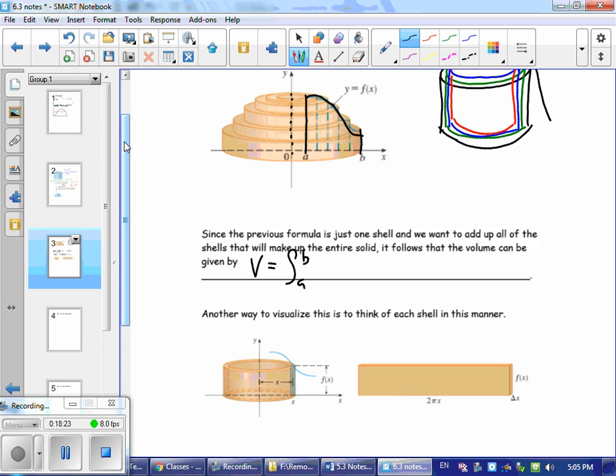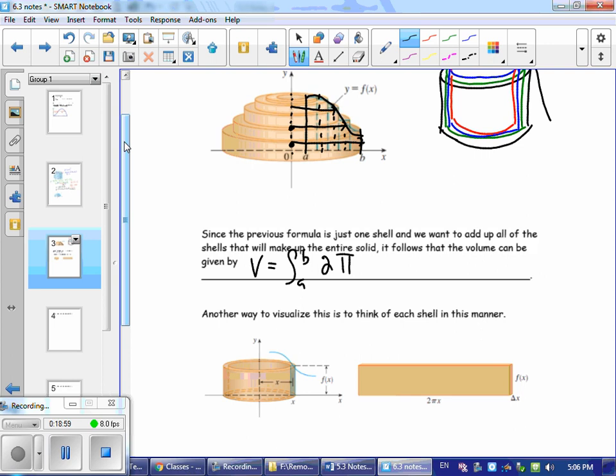A to B of 2 pi r. But r, in this case, because the radius always goes from the center, or the axis of revolution, out to the edge, well, the edge, while it does hit the function, remember this is y equals f of x, this is just an x value. The radius is always just an x value. B is an x value. Whatever that's associated with is an x value.